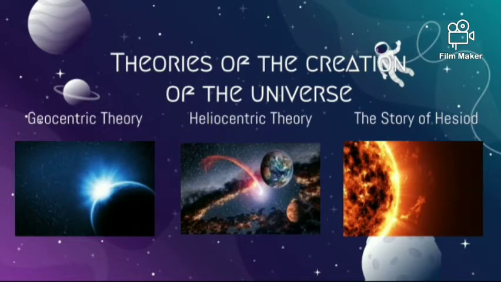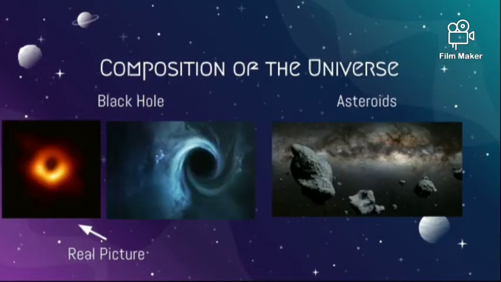The story of Hesiod. The story of Hesiod explains that the universe was born out of chaos. First, night and day were created. Then the sky and the stars were created, and finally the planets were created. Now that we know the theories of the universe, we have to know the composition of the universe.